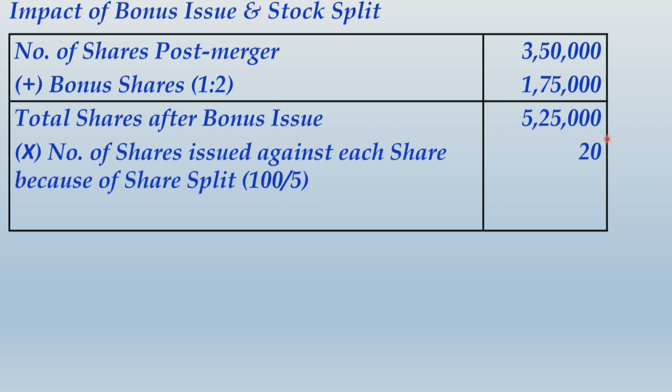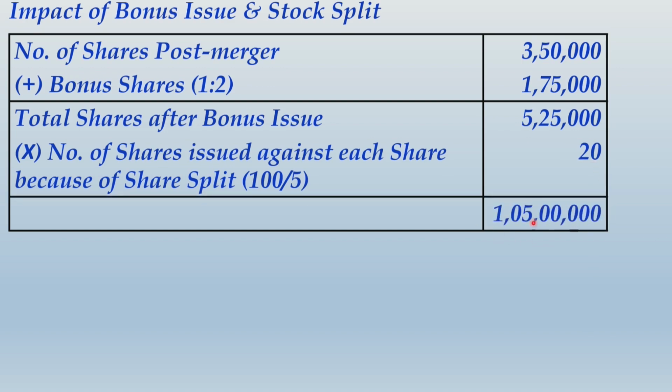So 5,25,000 shares were there when the face value was 100. You need to multiply by 20 to arrive at the number of shares after the stock split. In simple words, 5,25,000 shares were split into shares of rupees 5 each. So 1 share split into 20 shares. So 5,25,000 shares got split into 1 crore 5 lakh shares in total.